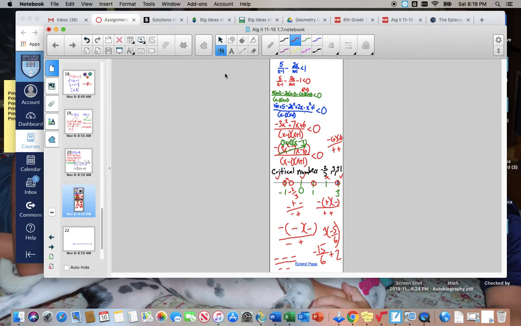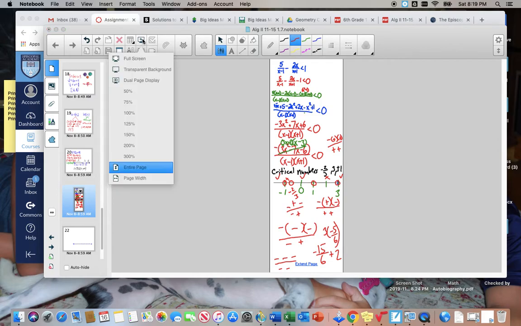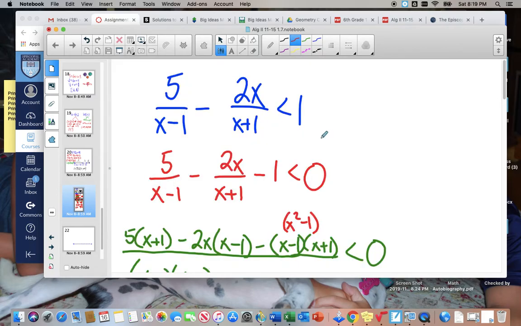So our total answer here, and I'm going to make this a little bigger. So we are going to have negative infinity to negative 1, union negative 2/3 to 1, union 3 to infinity.